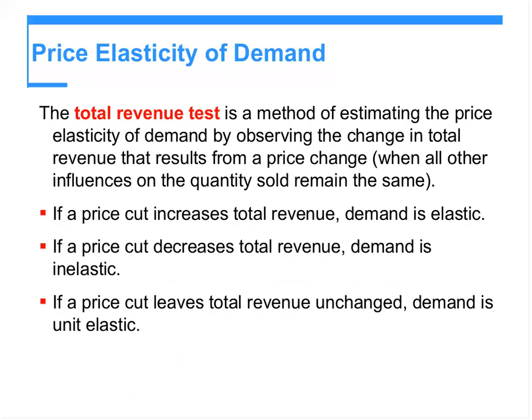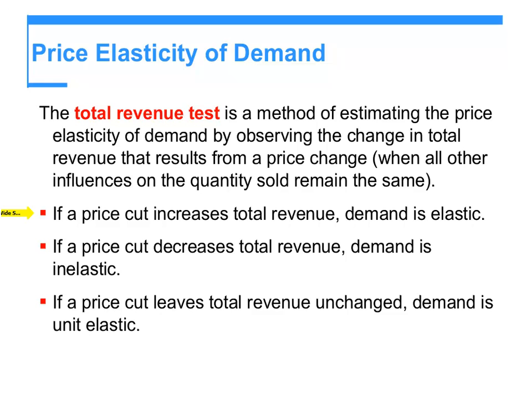So if a price cut increases total revenue, demand is elastic, considering the fact that all the rest is not going to change. If you cut the price, but your total revenue increases, it definitely means that demand is elastic. This is kind of vice versa of what we had in the previous slide. Here, if you cut the price and your total revenue still increases, it means your demand is changing drastically more than your change in price. So you have an elastic demand.